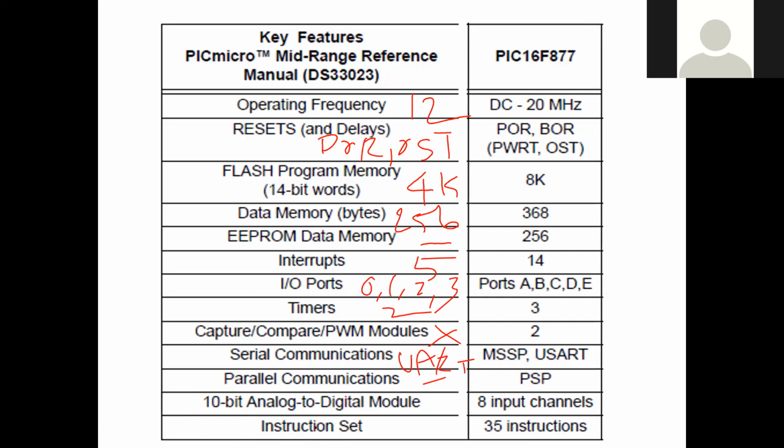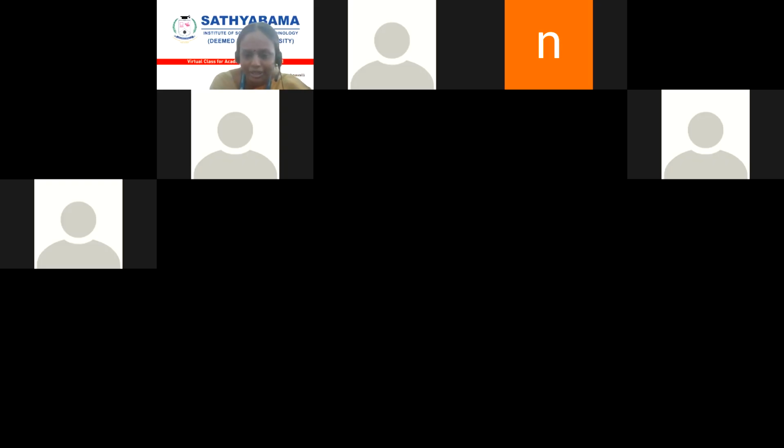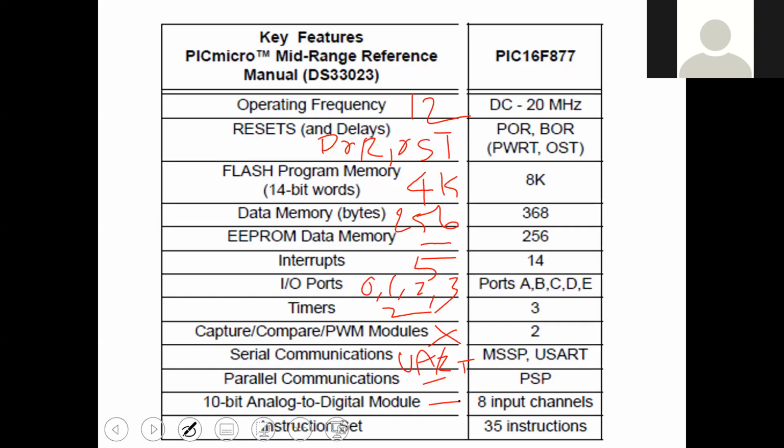Okay, so analog and digital module, it's not specified there. Okay, instruction set, we have 255 instructions. So this is the comparison.